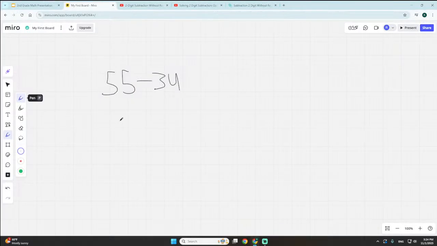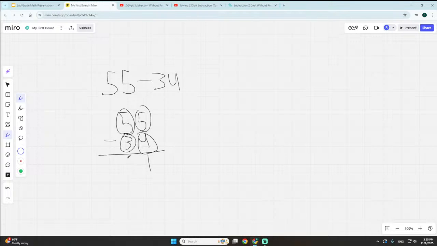Okay, so let's go over the answer. So first, I hope you guys set it up like this. 55 minus 34. So 5 minus 4, this is the ones place for 55, and this is the ones place for 34. So 5 minus 4 is 1. 5 is the tens place for 55, and for the tens place for 34, we get 3. So 5 minus 3 is 2. So we get our answer as 21, because we subtracted the ones place and then the tens place.